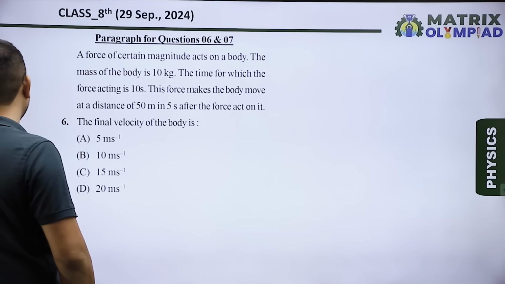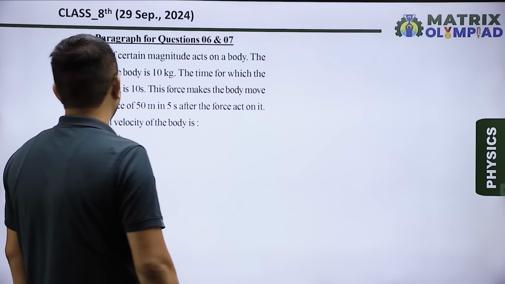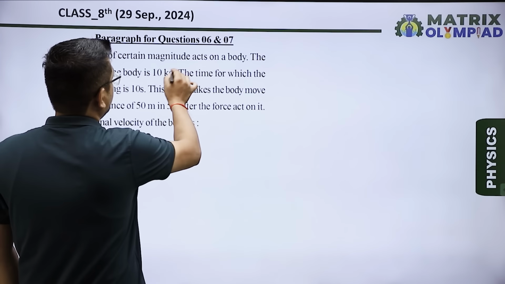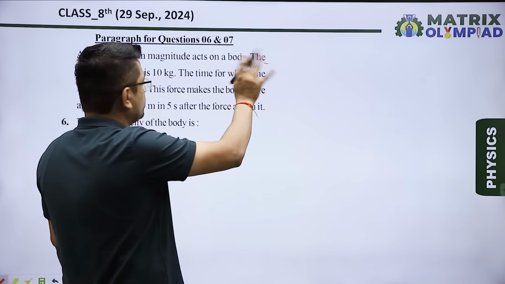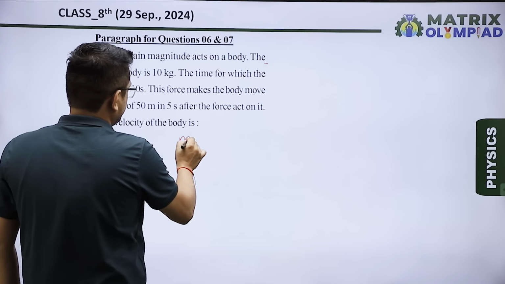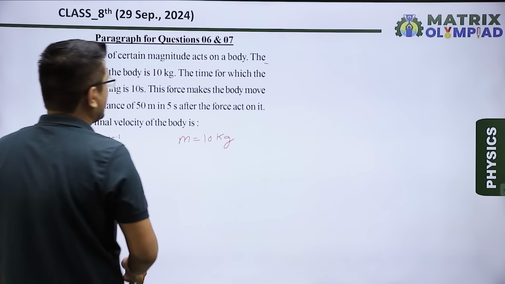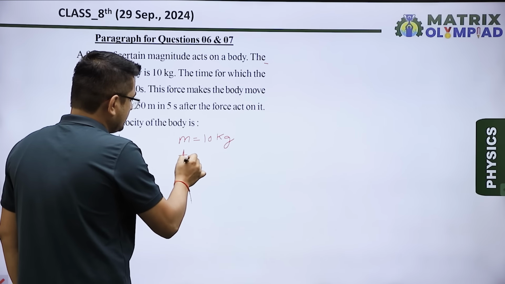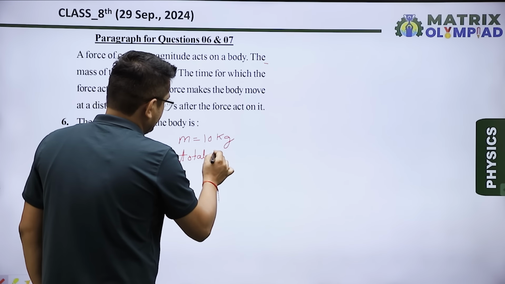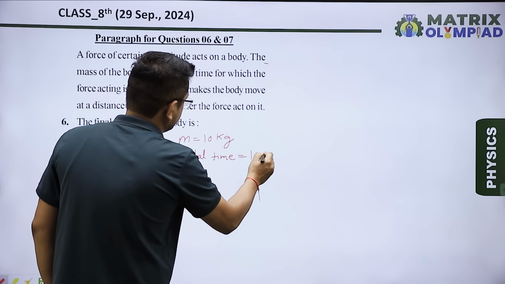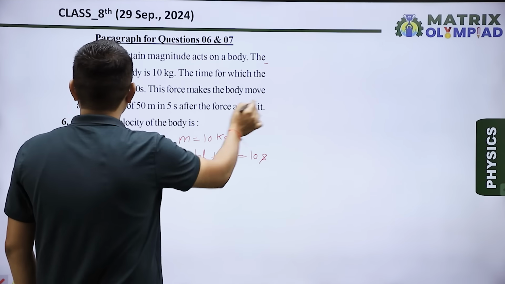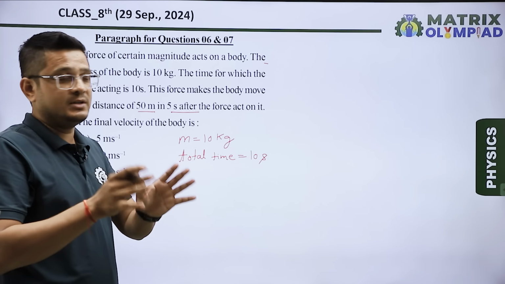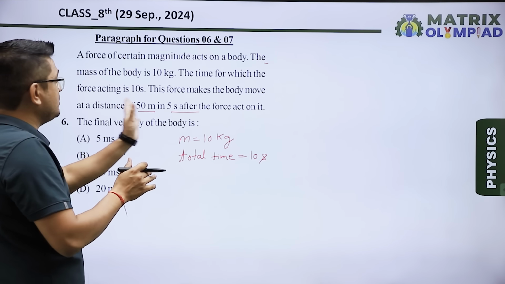Next question, question number 6, that is based on a paragraph. In this paragraph it is said that a force of certain magnitude acts on a body. We don't know the value of force. The mass of the body is 10 kg, that means m is given 10 kg. The time for which the force is acting is 10 seconds, that means total time for which the force was acting is equal to 10 seconds. This force makes the body move a distance of 50 meter in 5 seconds after the force acts on it. That means after the force is applied on the body, in 5 seconds it travels 50 meter.